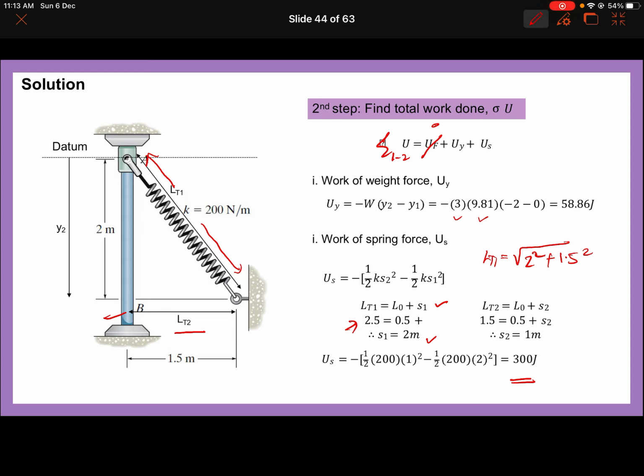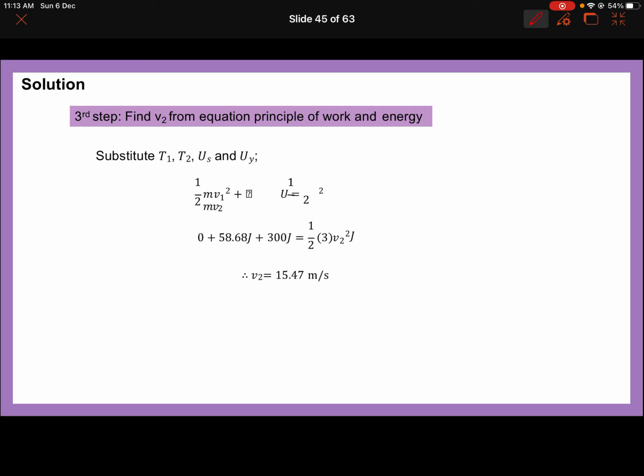Please try by yourself and understand how to find the answers. Next, we need to find V2. So substitute into the equation, half m v1 squared plus the summation of work done from 1 to 2 equals half m v2 squared. Substitute and get the answer for V2.